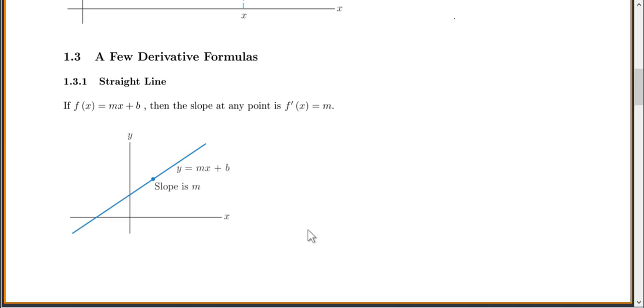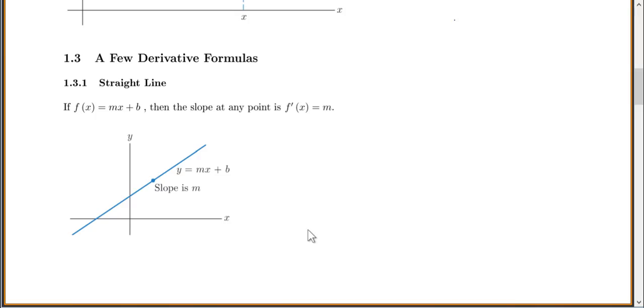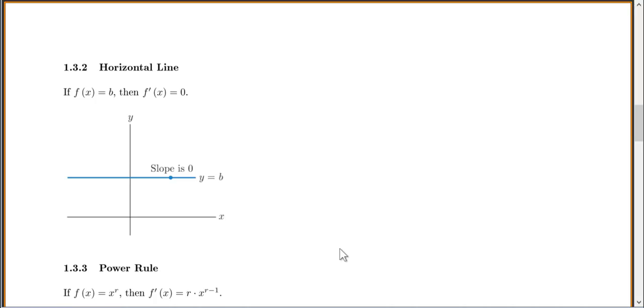In this section, we just give you a few basic formulas. We're actually going to learn a lot more about taking derivatives in a few sections, but for now, just a few simple formulas. First of all, if you have a straight line, the equation of the line is y equals mx plus b, and you know that the slope is m. So if we have the function f of x equals mx plus b, then the slope at any point would be m. We can call that f prime of x, because that is our derivative. Our derivative is the formula that gives us our slope.